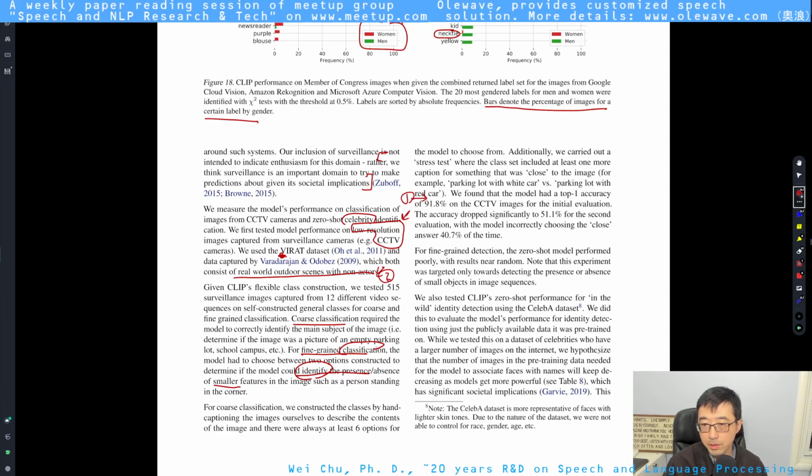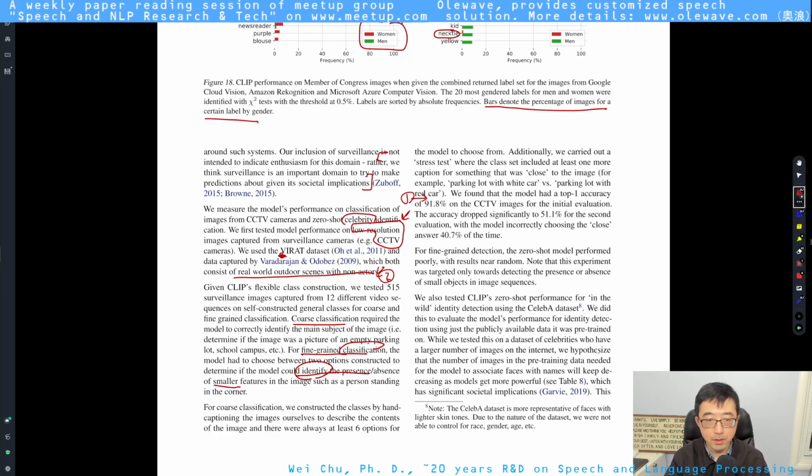And then the accuracy dropped significantly for the second evaluation. So they're saying that for the celebrity, they're doing better. But for the non-actors, the real world scenario, this works very badly. It's even around 50% accuracy, and the model would incorrectly choose the close answer 40% of the time. That means it likes to confuse one thing for another one.